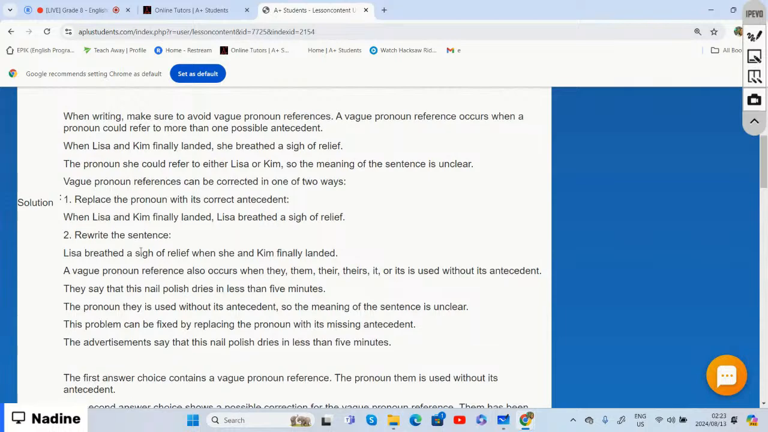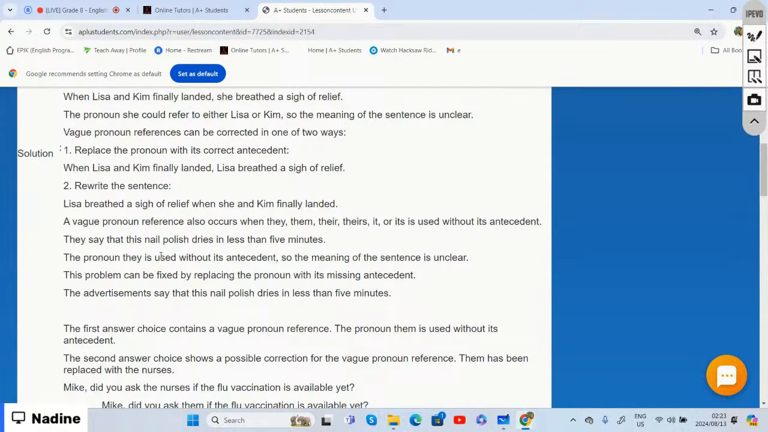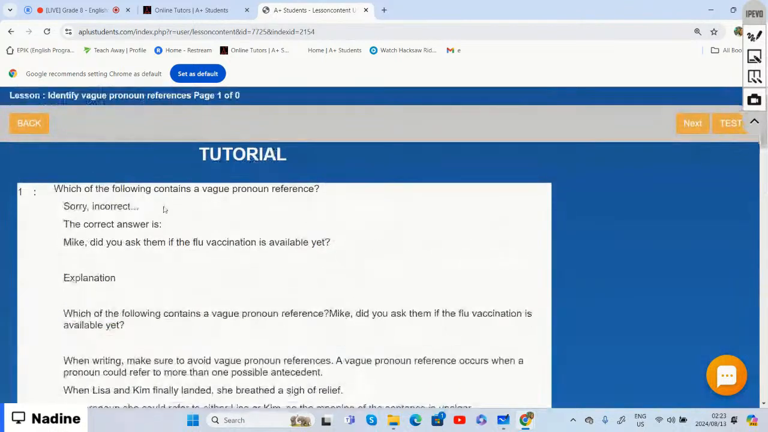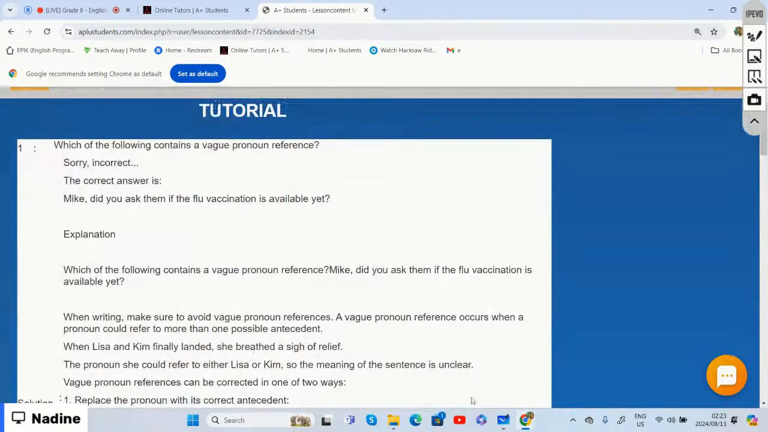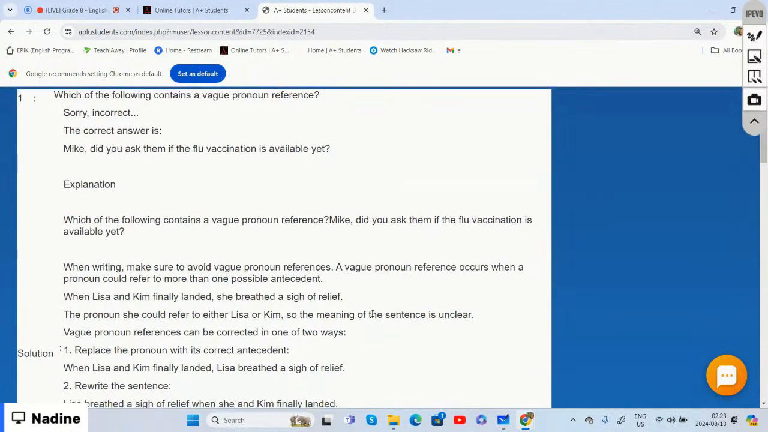So now we're going to our test, right? Before we go to our test, it says, which of the following contains a vague pronoun reference? So we are now first going to identify which refers to a vague pronoun reference. Here we have a few options, right? Which of the following is a vague pronoun reference?